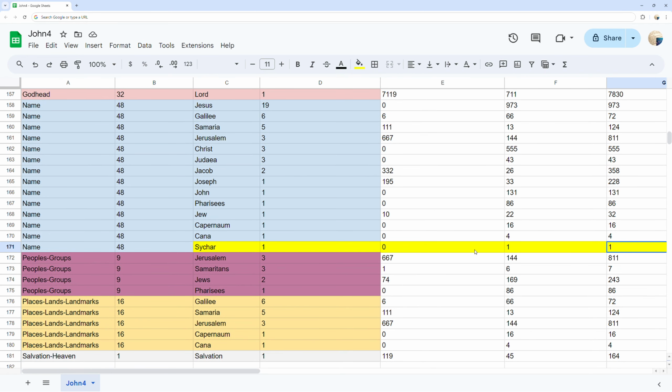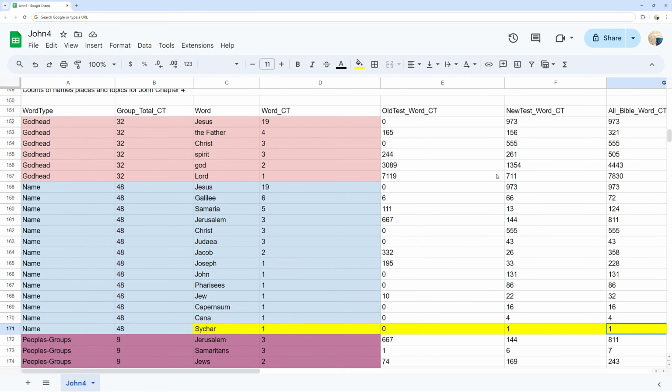You can see the total counts for all the listed topics in the New Testament, Old Testament, and both combined out to the right.